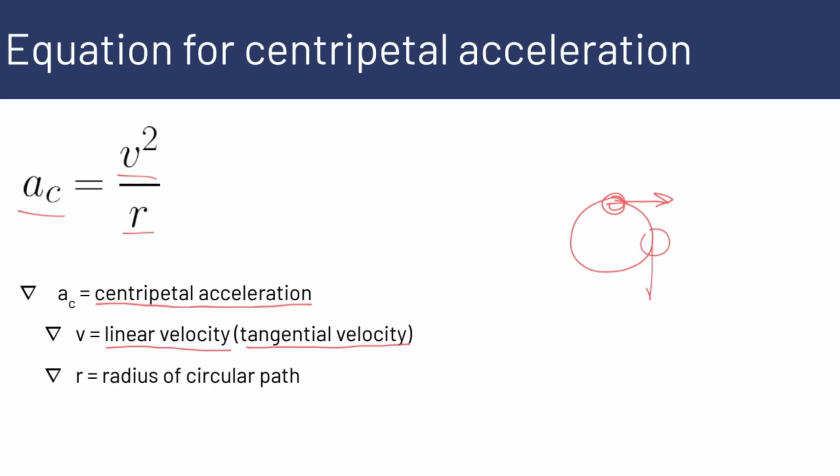Wherever the object is on the circle, this velocity here is the velocity that we're talking about. We call it the tangential velocity or the linear velocity because if whatever force is holding the object moving in the circle disappeared, the object would fly off in the direction of the tangential velocity. And then we have r, which is the radius of the circular path. So this distance here would be r.